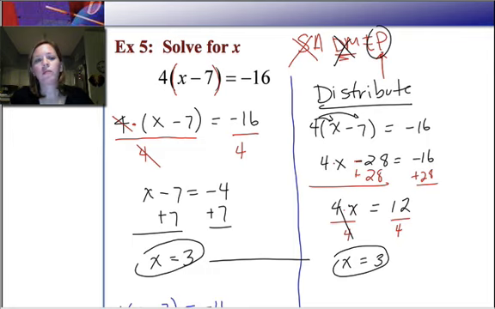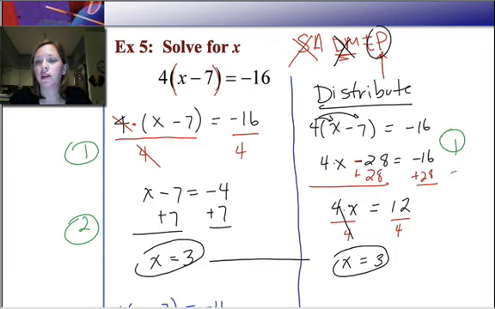Now, just notice, when we did it the first way, when we treated what was in the parentheses as a group and we undid that last, we had only 2 steps. We divided by 4, and then we added 7. However, when we distributed, we had 3 steps. The first step was to distribute the 4. The second step was to add 28 to both sides. And the third step was to divide both sides by 4.